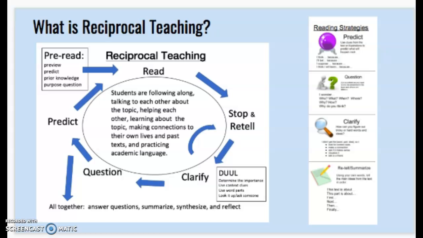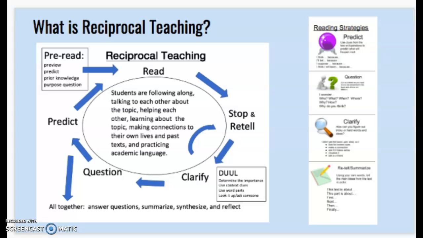After that, the student after them will ask a question about what was read, and then the student after them will make a prediction about what will come next. Then the next student will read, and the process will repeat until the end of the text, when all students will write a summary, answer their purpose and other questions, and share their opinions about the text.